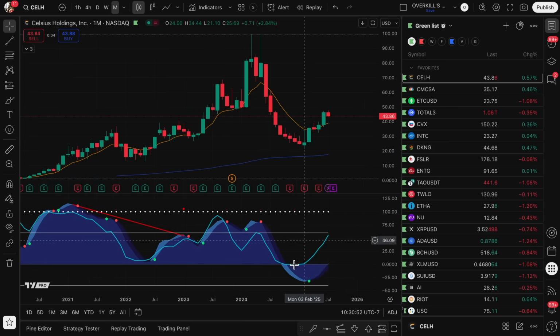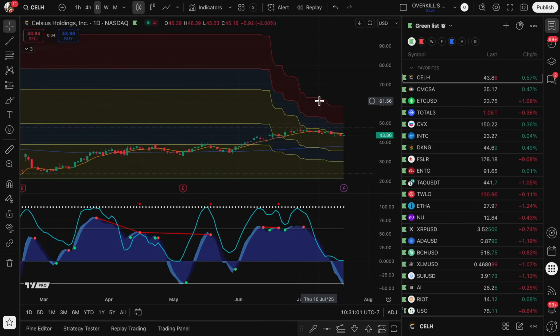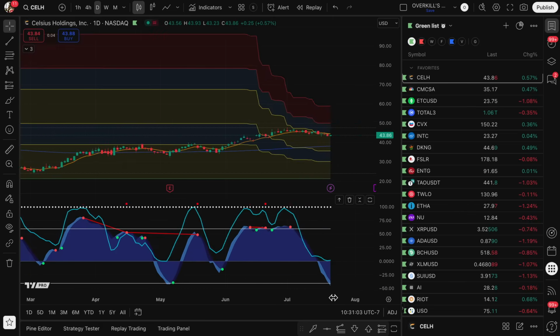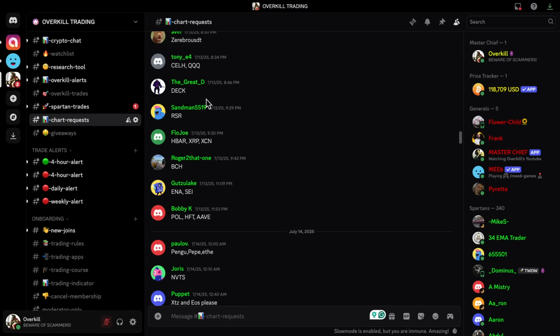So we're looking at CELH. CELH is one we called out back here in March. That was around $25. It's up here to 48. That's around a 100% move so far. This one, I want to see a green dot on the daily to add. So just watching for the green dot there on the daily for an add.